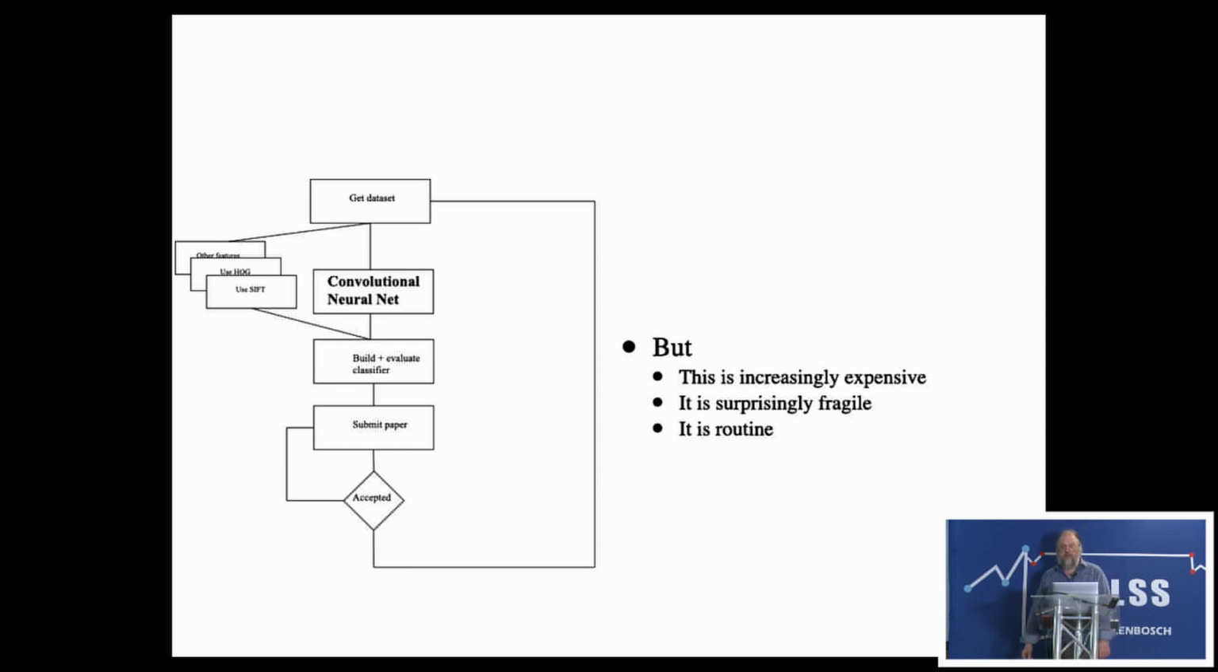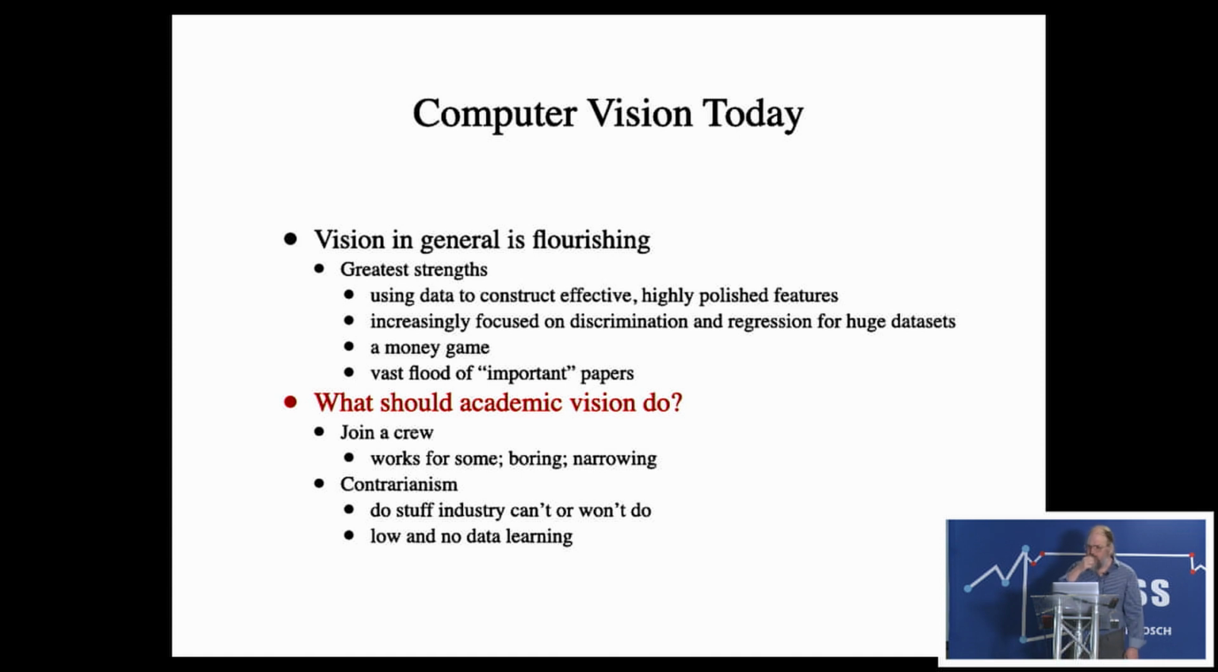One is this recipe is fantastically expensive. It's expensive because you can only make it work if you can collect data sets. The competitors who are collecting data sets are organizations that have more money than is even remotely reasonable, and that means it's tough for universities. It's actually quite a fragile recipe. You can make it do wonderful things, but there are all sorts of places where it stops working, and it's kind of routine.